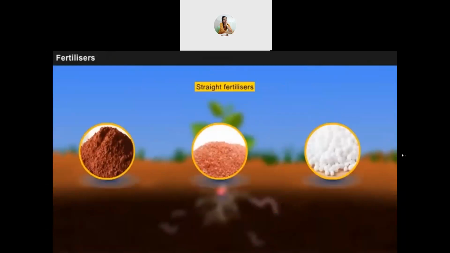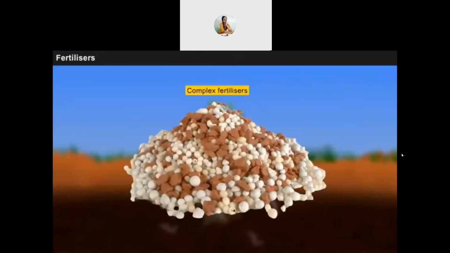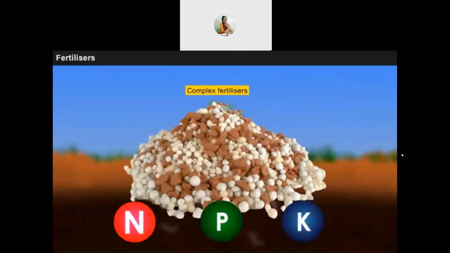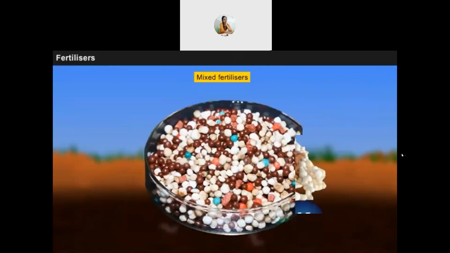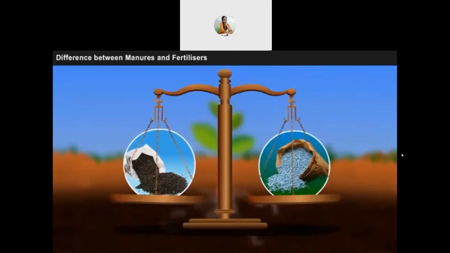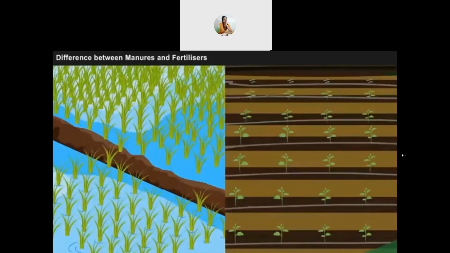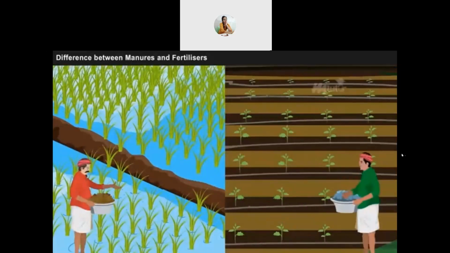Straight fertilizers are made up of a single chemical compound that acts as the primary nutrient. Complex fertilizers have more than one primary nutrient type, whereas mixed fertilizers are said to be a combination of both straight and complex fertilizers. Now, let us discuss the differences between manures and fertilizers. It is very necessary to know the differences in order to apply them based upon the cultivation requirements.